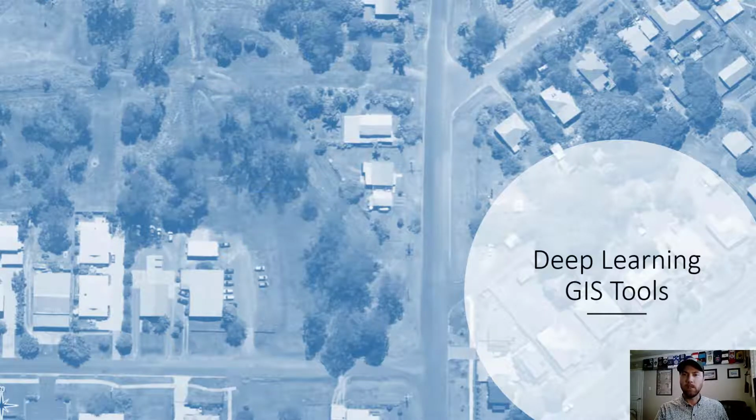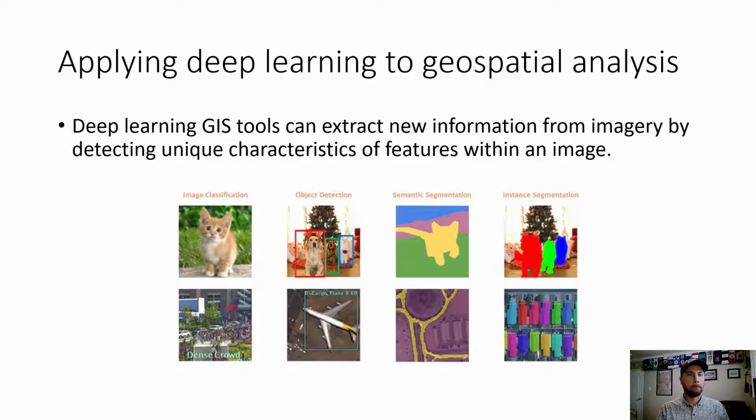So, deep learning GIS tools. Deep learning GIS tools can extract new information from imagery by detecting unique characteristics of features within an image. And you see 4 different examples here: image classification, object detection, semantic segmentation, and instance segmentation. And I'll briefly explain what each of these are.